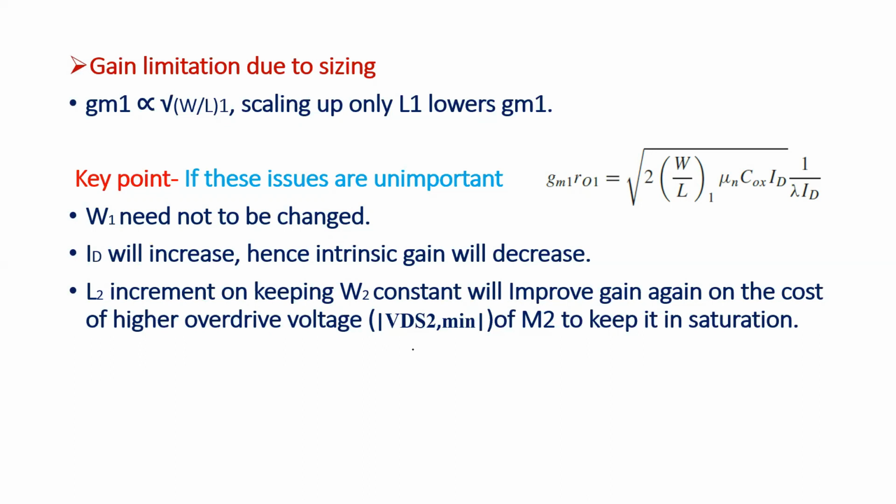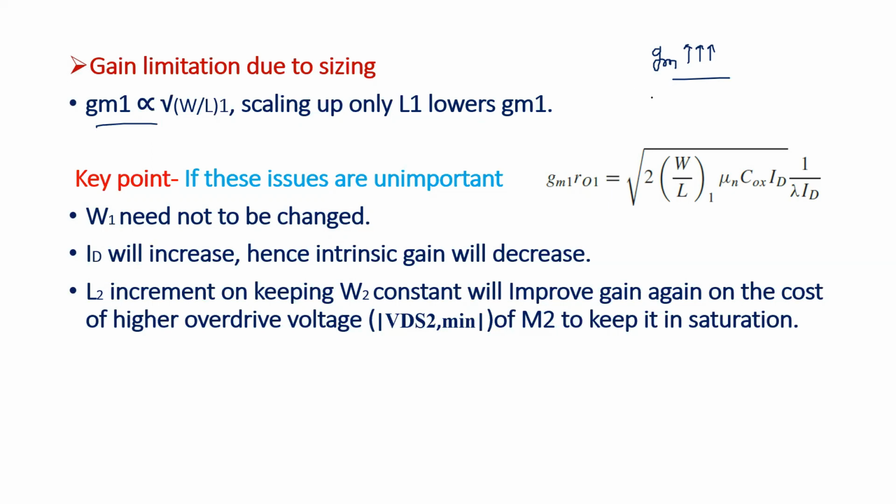And if gM is reducing, then our aim of achieving high gain is not accomplished, because ultimately the gain is dependent on gM, and gM should be as high as possible so that we can get good gain. But here, with the scaling, we are getting a lower gain value. So a lower gM value will reduce the gain, it will limit the gain also.